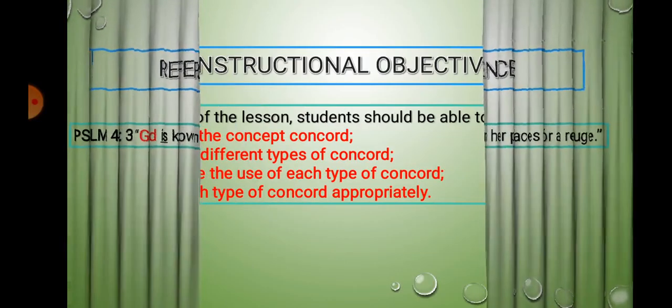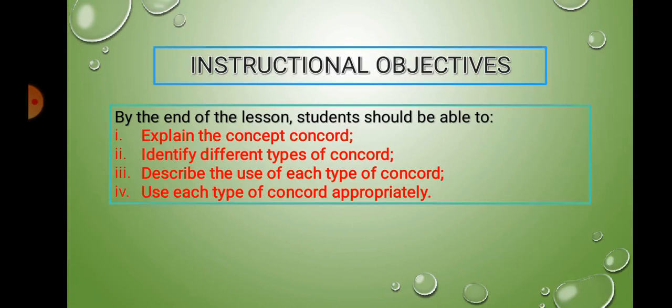Our instructional objectives are, by the end of the lesson, students should be able to: 1. Explain the concept concord. 2. Identify different types of concord. 3. Describe the use of each type of concord. 4. Use each type of concord appropriately.